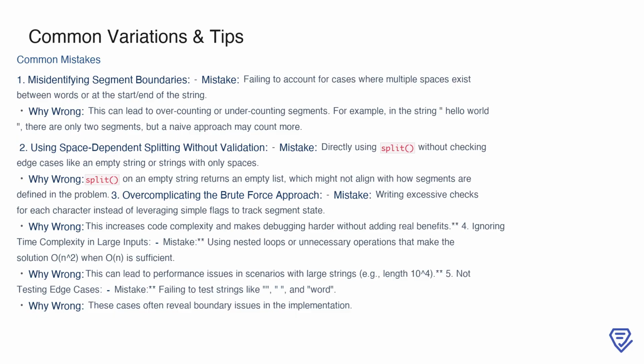Performance is another area of concern. Using nested loops or operations that result in n squared complexity can be problematic for large inputs. Efficient solutions should aim for n. Finally, neglecting edge cases like an empty string, a string with only spaces, or a single word often reveals boundary issues in your implementation, so it's critical to test thoroughly for these scenarios.